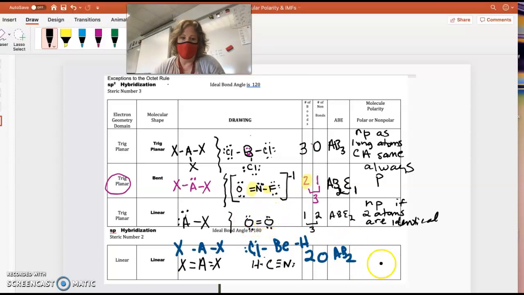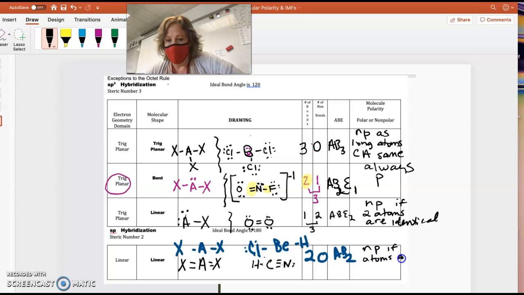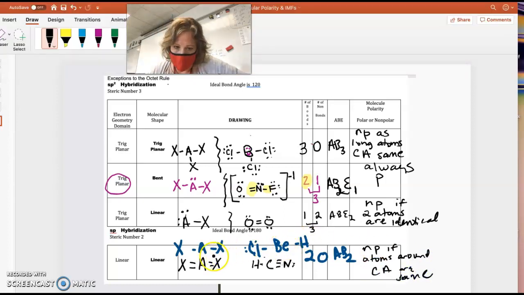And then lastly, the sp hybridization. These are 3-atom linears, and they are nonpolar only if the atoms around the central atom are the same. Otherwise, they're polar. So in this example here, the beryllium, that would be polar. It would have been nonpolar if they were both hydrogens on the outside or both chlorines. And this CNH is polar. Again, it would be nonpolar if they were both H's or both N's on the outside.